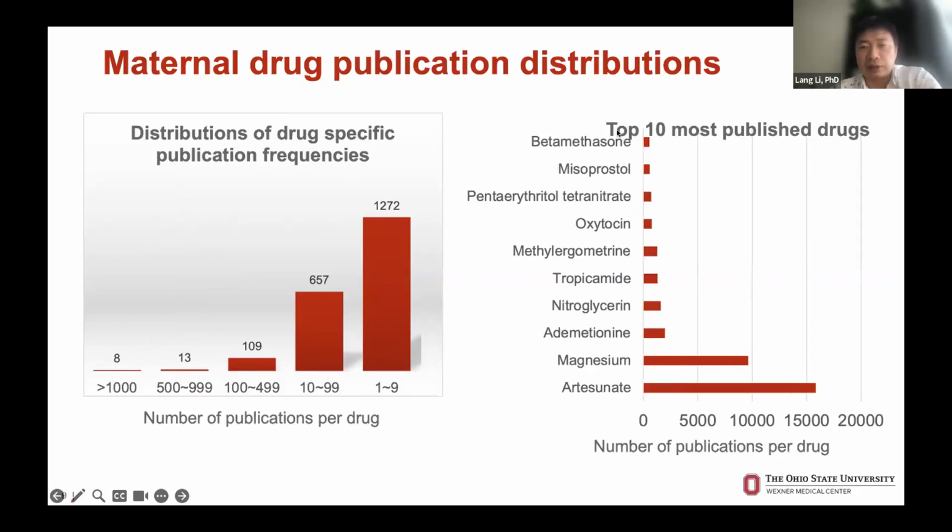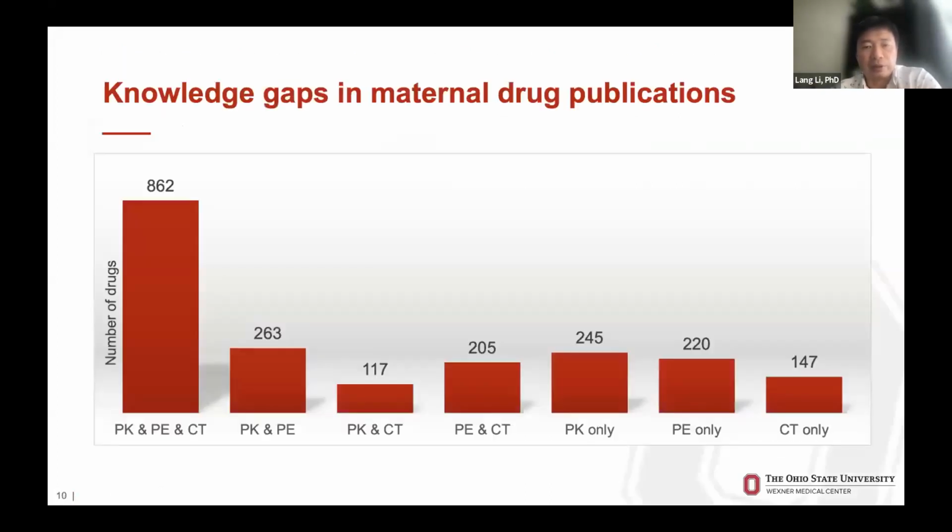This is another figure showing the top 10 most published drugs in the maternal population. And interestingly, there's one drug, atezolizumab, which has more than, I would say, 16,000 publications among the maternal population. It's amazing how much this drug has been studied in the maternal population. Actually, you can see the same trend in the pediatric population as well.